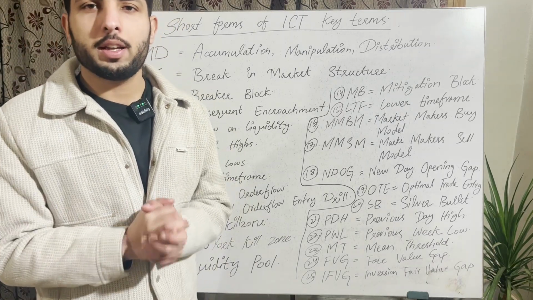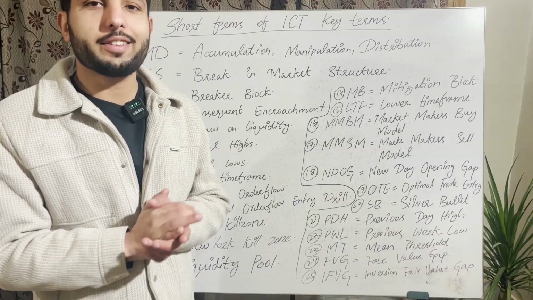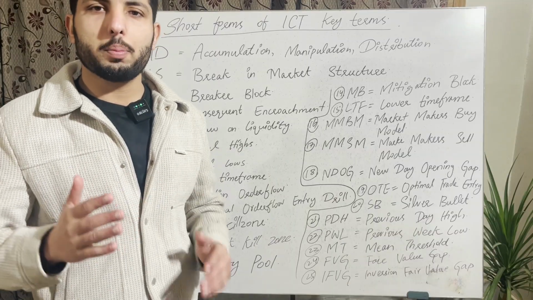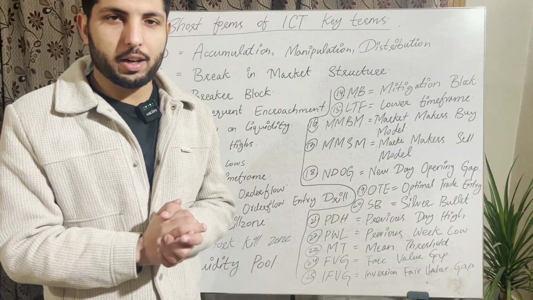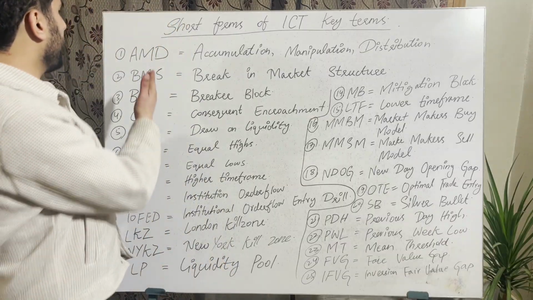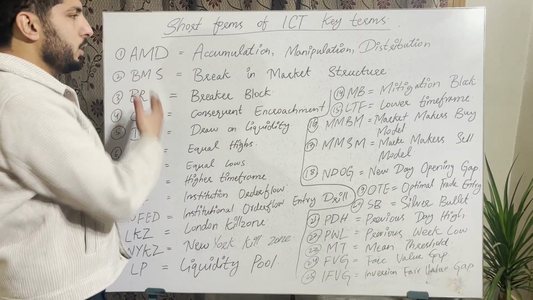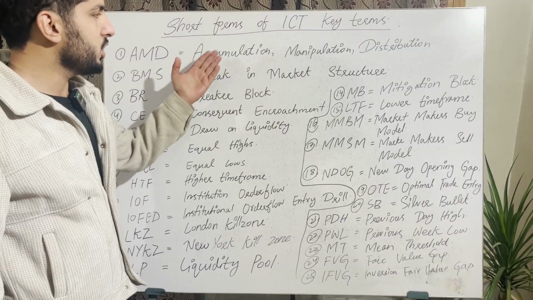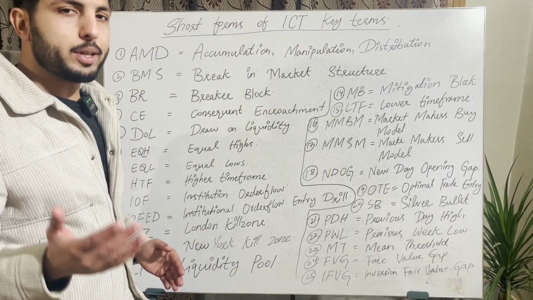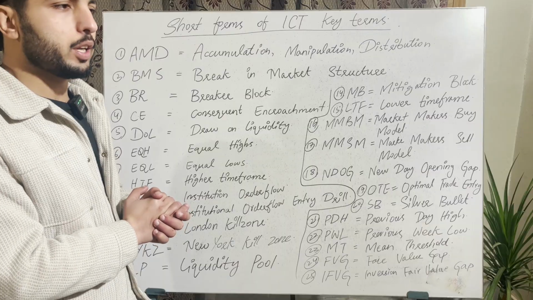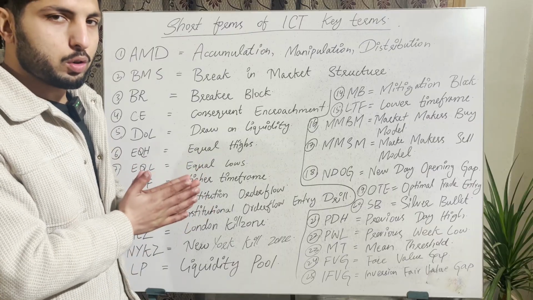Hello everyone. Here are the short forms of ICT key concepts which you must understand in order to learn ICT. So let's get started. The first one is AMD, which stands for accumulation, manipulation and distribution. I would recommend you to write it down in a notebook or take a screenshot of it.